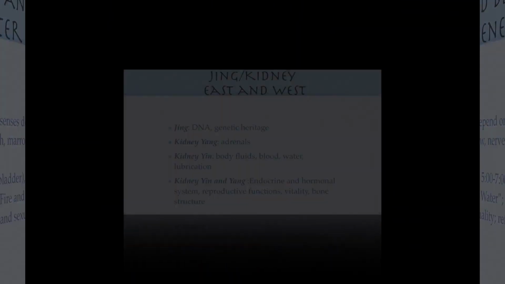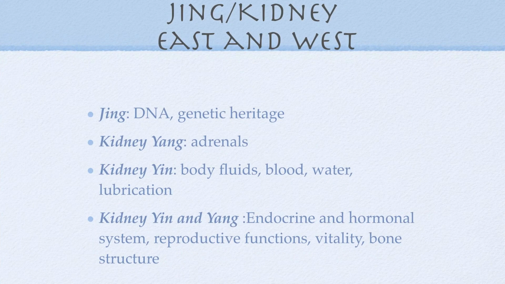So let's look a little bit now at whether we can find an east-west mixing and how Jing would translate today. I've already mentioned that a couple of times, but to summarize, you could say that the Jing in modern words would be equivalent to DNA and genetic heritage. Although it goes a little beyond that, let's say that's a good basic equivalent, our genes and genetic heritage. Kidney yang would be equivalent to what we define as adrenals and their function.